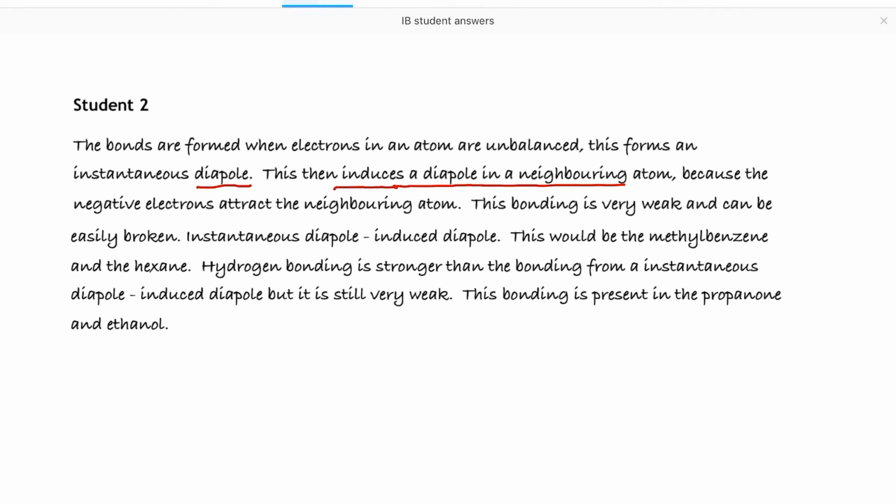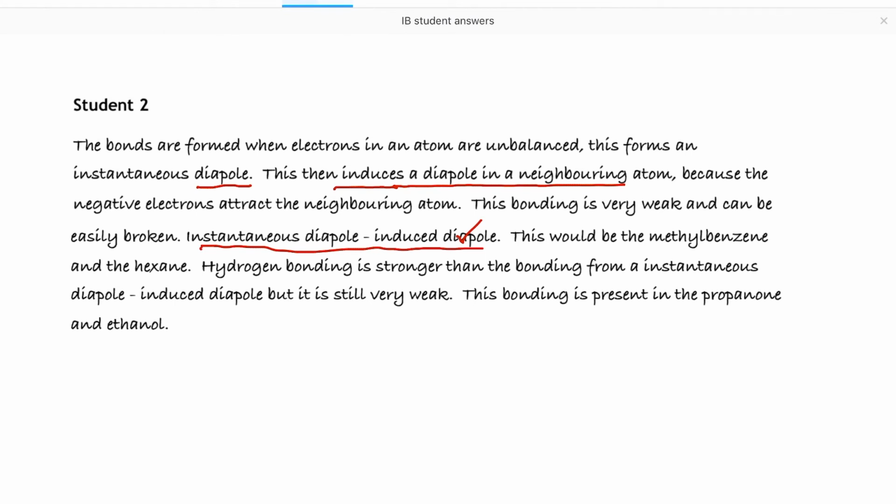The bonding is very weak, easily broken. Instantaneous dipole, induced dipole. This would be methylbenzene and hexane. It's possible, if it were a really nice examiner, that they would give a mark for correctly identifying the type of intermolecular bonding between these two molecules. However, the fact that dipole is misspelt throughout the entire answer makes me think, oh, not convinced.